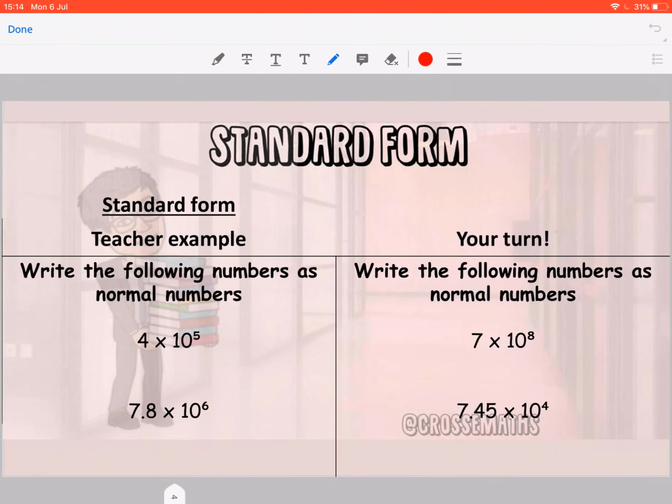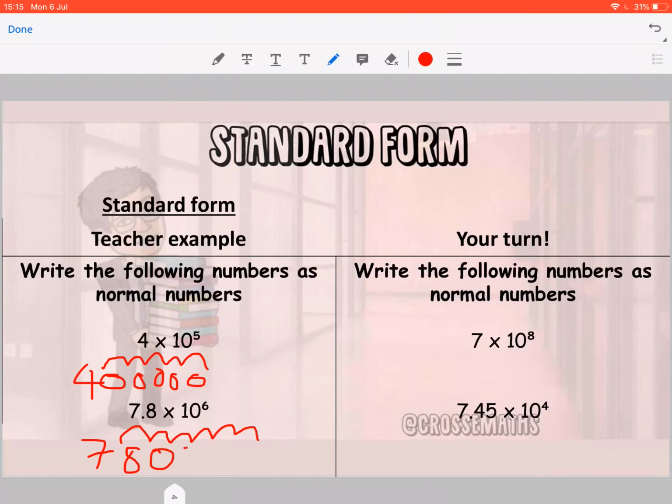So going backwards, writing them back in standard form. Writing the following numbers as normal numbers. I got 4 times 10 to the 5. That decimal point has started by here and it's moved over 1, 2, 3, 4, 5 spaces, so I can fill those places in with 5 zeros. That 4 times 10 to the 5 changes just to 400,000. That's an easy one. A little bit different on the next one. I got 7.8, and that decimal point has moved 1, 2, 3, 4, 5, 6 spaces. So I got 7, 8, and 5 zeros this time.